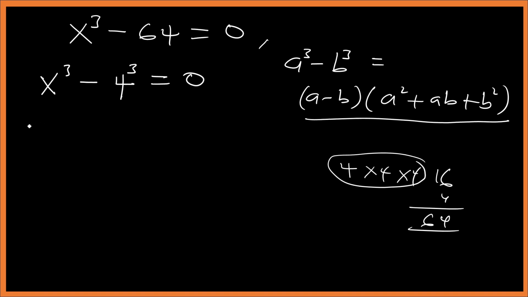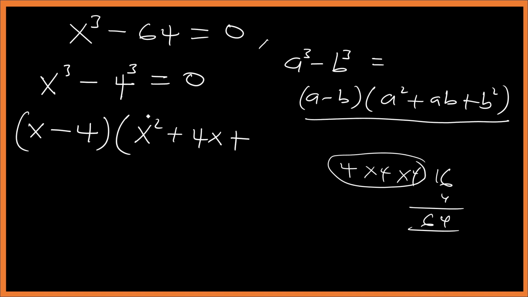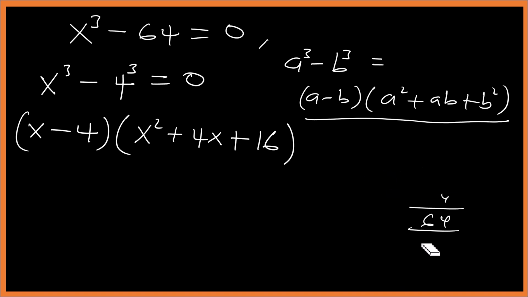So we have x minus 4 times x squared plus 4x plus the square of 4, 16, equals 0. All right. So x minus 4 times that equal to 0.